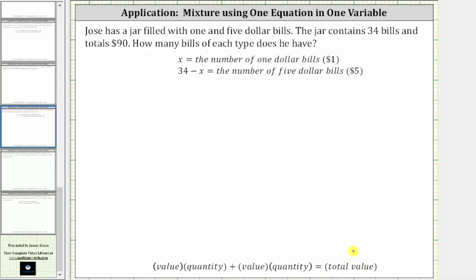So in our case, the value of all of the $1 bills is going to be $1 times x, or for our equation, just 1 times x, plus the value of all of the $5 bills is going to be $5 times the quantity 34 minus x, or for our equation, just 5 times the quantity 34 minus x. This must equal the total value of $90, or for our equation, 90. And now we need to solve for x.